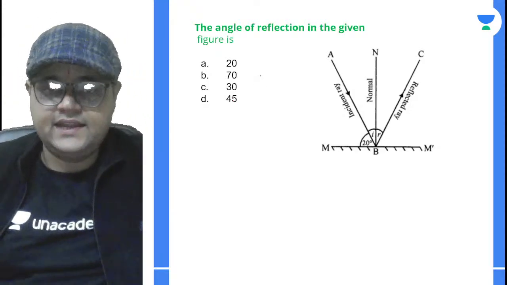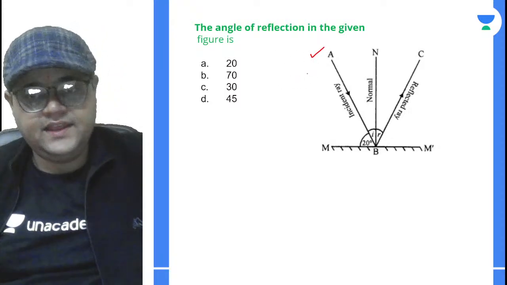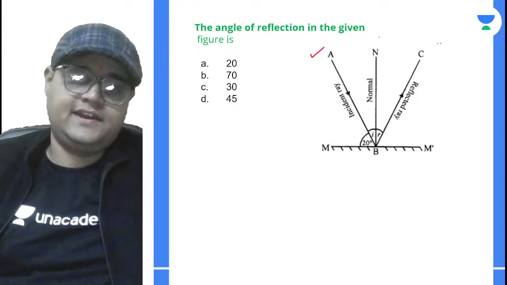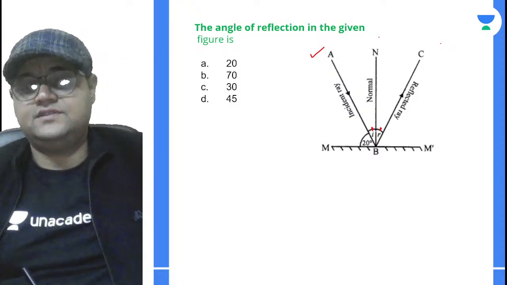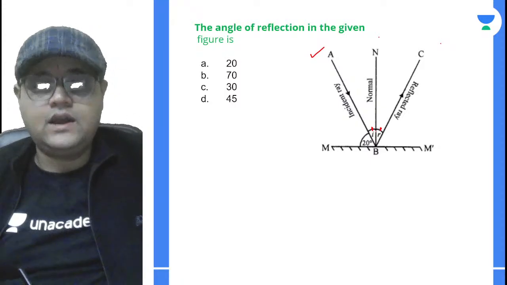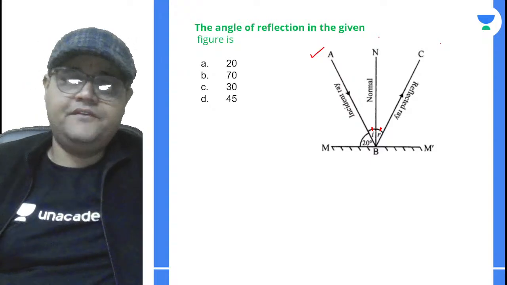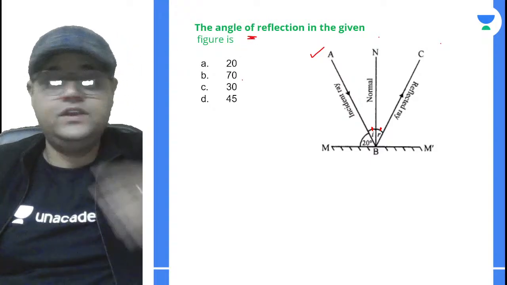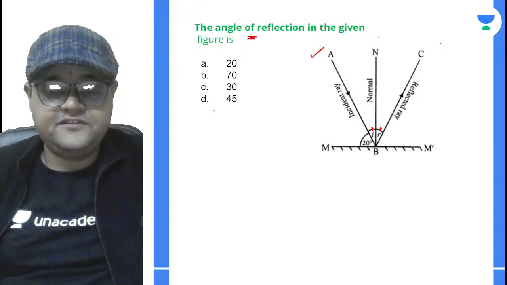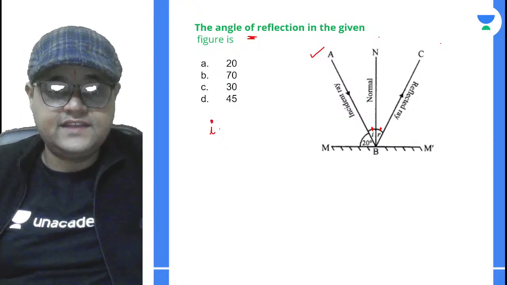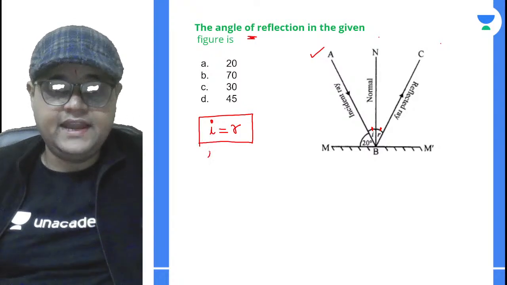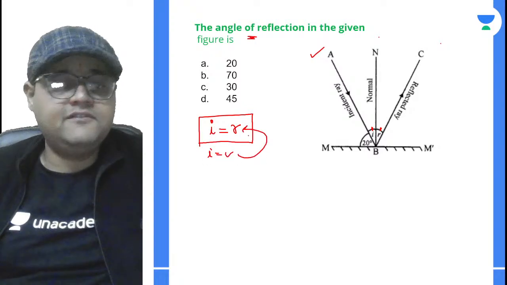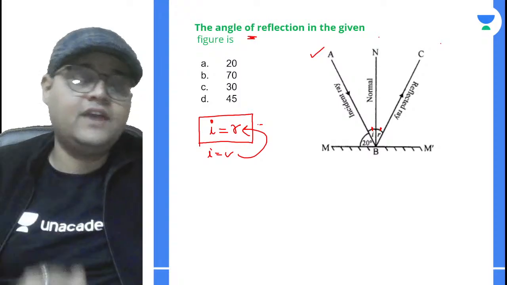You can clearly see that this is an incident ray, a normal, and a reflected ray. This is the angle of incidence. This is the angle of reflection. Now, let me tell you how to go about this. You have to find the angle of reflection. As per the laws of reflection, the angle of incidence is exactly equal to the angle of reflection. So in case we are able to find I, we'll automatically get the value of R. And this is what we have to do.